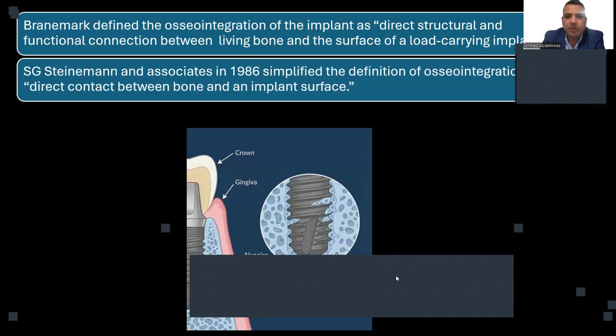Professor Brånemark defined osseointegration as a direct structural and functional connection between living bone and the surface of a load-carrying dental implant. By simplifying this definition, we can say osseointegration means direct contact between the bone and the implant interface, as shown in this figure.